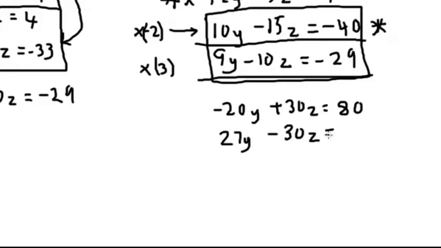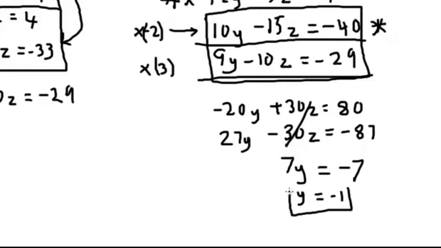The z's will cancel. Now that's the hardest bit. Something you might find is just trying to figure out what to multiply by so that one's a positive z, one's a negative z. In this case it's 30. And finally over here, what's that going to be? 3 times -29, that's -87. If I add these two together, I will get 7y equals -7. Remember, the z's cancelled. So y equals -1. I have an answer.